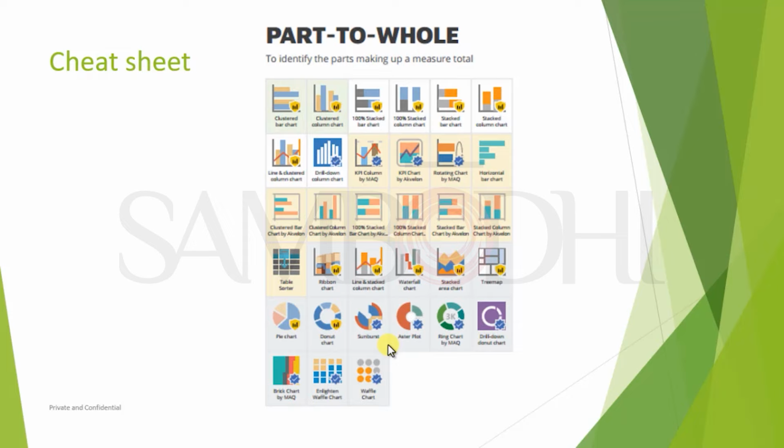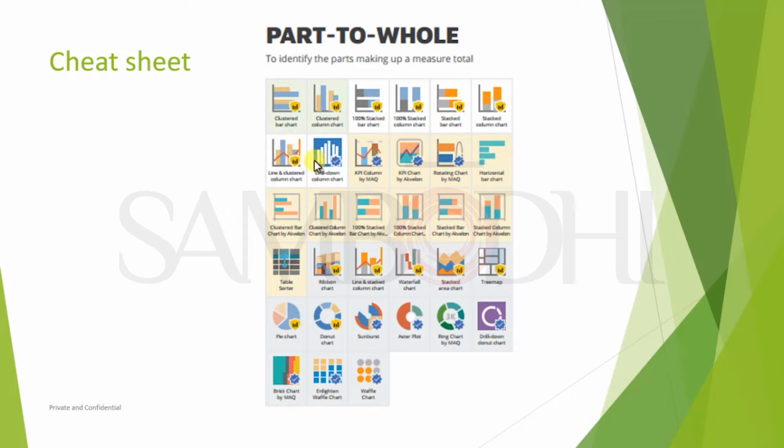So if you want to see the composition, or decomposition, of your total marks, in that scenario the part to whole can come in perspective. For that you can make use of clustered bar charts, clustered column charts, 100% stack bar charts, 100% stack column charts, stack bar charts, stack column charts, and a line and clustered column chart, a combination of a line and a bar chart.